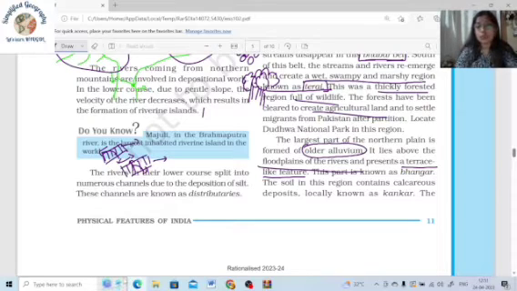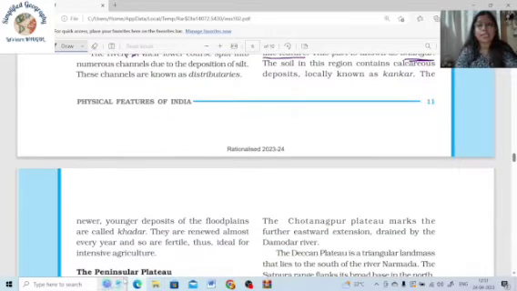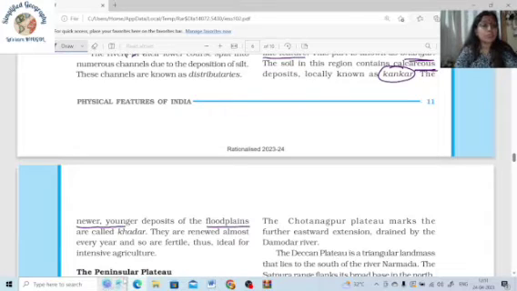This part is known as Bhangar, where old alluvium is deposited. The soil in this region is a calcareous deposit. We can call it kankar. Okay, calcareous deposit, we call it kankar. The newer or younger deposits, which are finer and deposits of the flat plain, are known as Khadar.